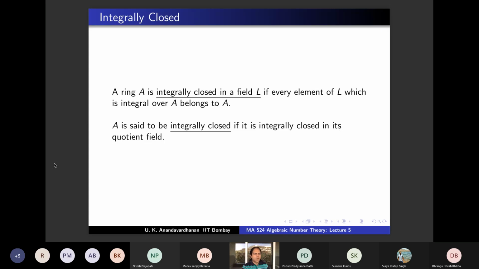Okay, so is Z integrally closed? Usual integers, is it integrally closed? Yes, because you have to check in Q. You take anything in Q, a by b, and if a by b satisfies a monic polynomial with coefficients in Z, then you can check that it has to be an integer. So Z is integrally closed.